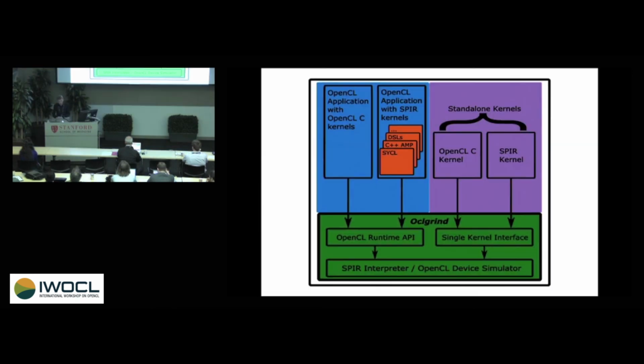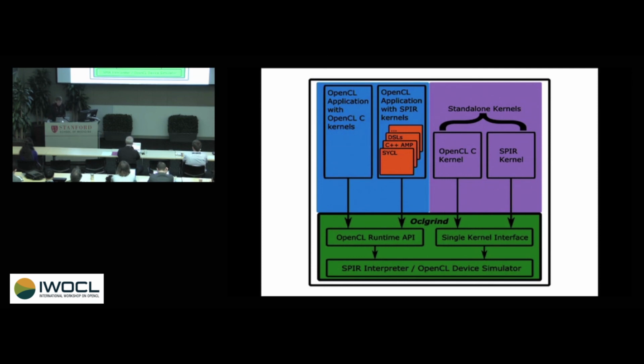Just to put the last couple of slides into a picture, because that might make it a bit easier: this is a high-level description of all the components in Oclgrind. At the bottom you have the SPIR interpreter or OpenCL device simulator, which is the core. You have two interfaces. The runtime API, if you've got a straightforward OpenCL application with OpenCL C kernels, will go through the runtime API, or if you've got an OpenCL application with SPIR kernels, so SYCL, C++ AMP, that kind of thing. And then you've got the standalone single kernel interface, which can take a single kernel or a single SPIR kernel.